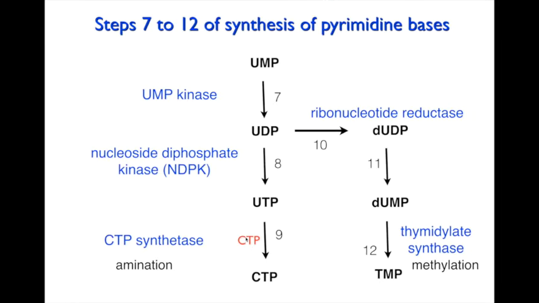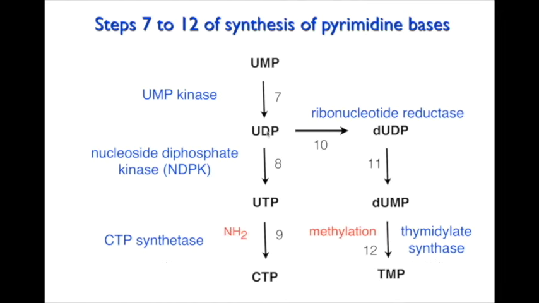Note, CTP inhibits this reaction, so when we have sufficient amounts of it, the reaction is slowed down, which allows the balancing of levels of UTP, TMP, and CTP. UDP can also form TMP, so it's reduced first by ribonucleotide reductase to form dUDP, and then dUDP is converted to dUMP, which is then methylated to form TMP, and the enzyme there is thymidylate synthase.